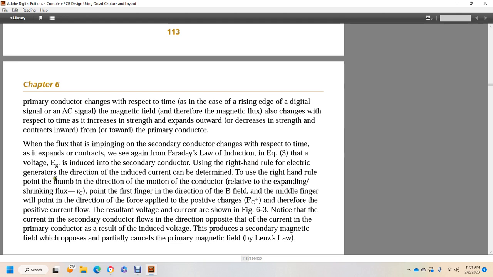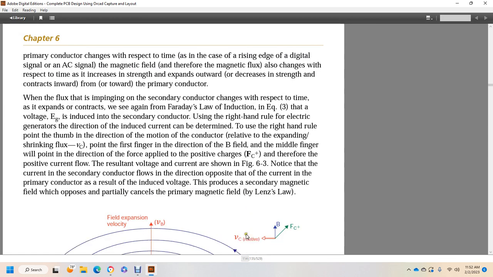Use the right-hand rule for determining the direction of the electrical generation. Point the thumb in the direction of motion of the conductor relative to the expanding or shrinking flux, V. Point the fingers in the direction of the B field, and the middle finger gives the direction of force on positive charges. Therefore, with positive current flow, the resultant voltage and current are shown in figure 6.3. Notice that the current in the secondary conductor flows in the direction opposite to that of the current in the primary conductor. The inductive voltage produces a secondary magnetic field, which by Lenz's law partially cancels the primary magnetic field.